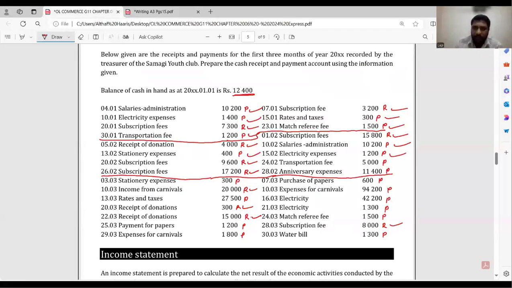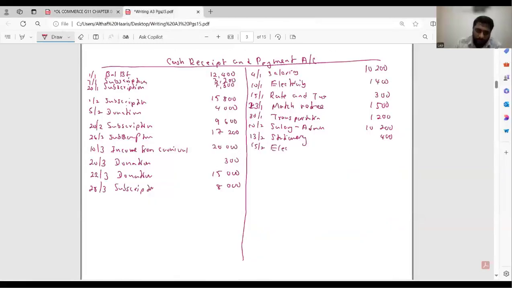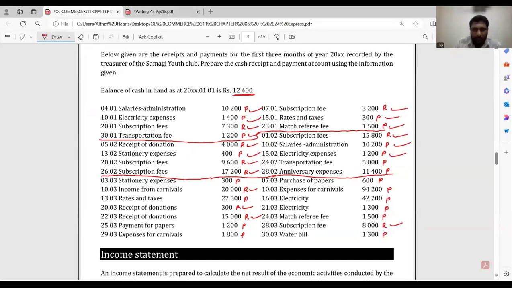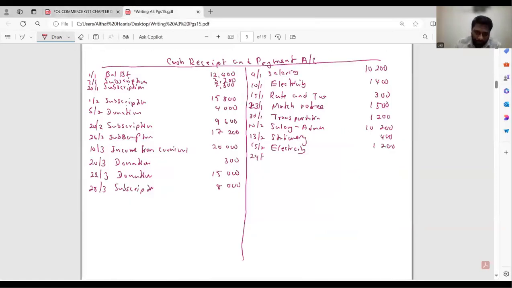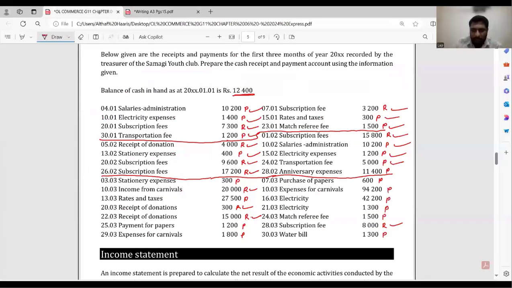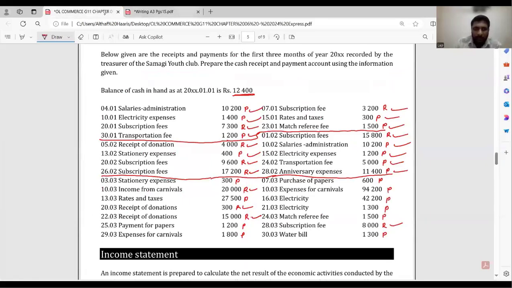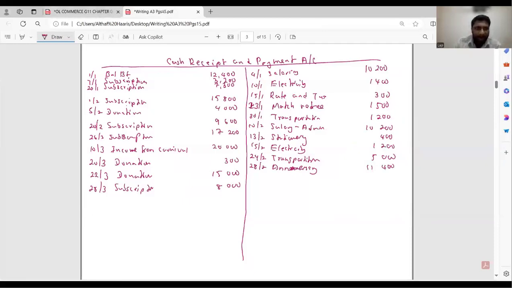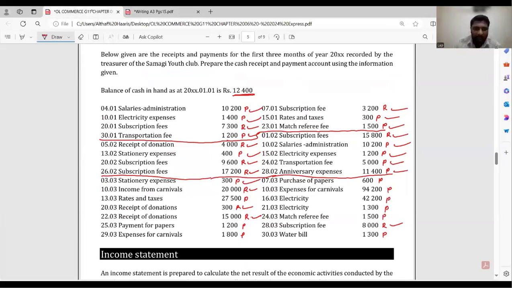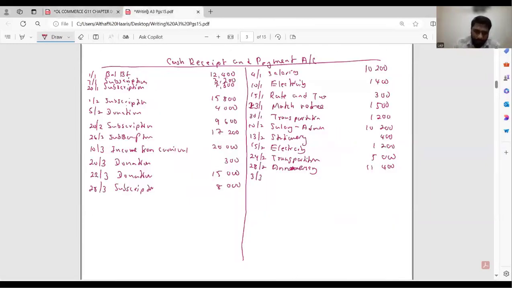Then 15 to electricity 1,200. Then 24 to transportation 5,000. 28 to anniversary expense 11,400. Stationery 300.